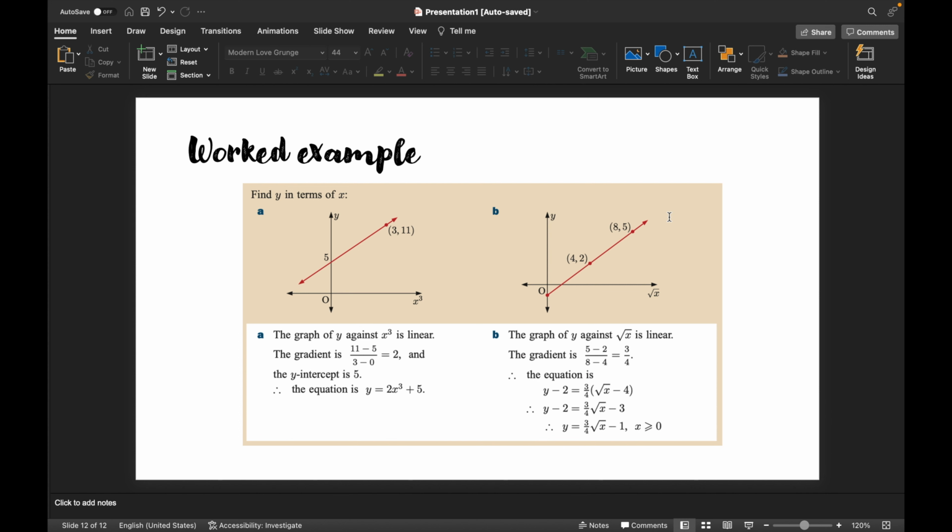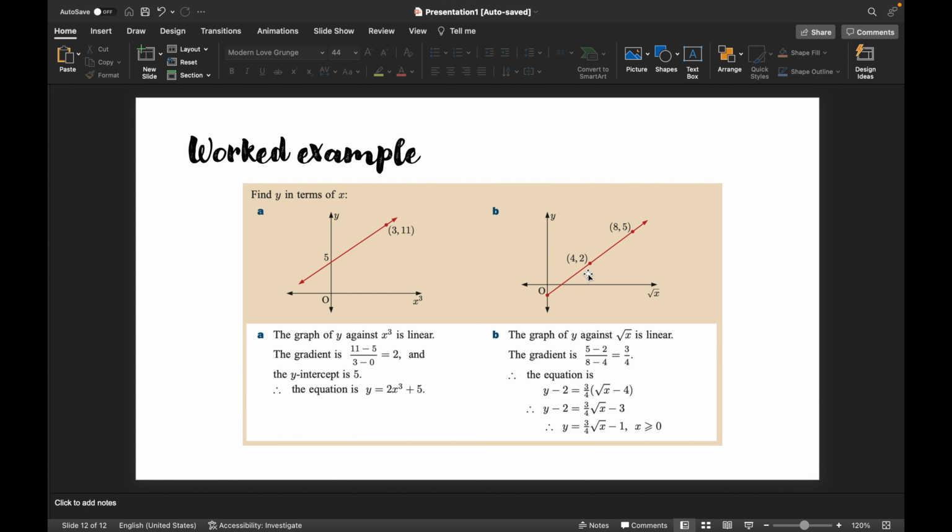And now let's look at the worked example. So we're supposed to find y in terms of x. So first you can find the gradient here, which would be 2, and then the y-intercept is 5. Now you can write this in the form of y equals mx plus c, but then instead of writing x, you can write x cubed, because that's the variable on the x-axis. So if you do that, you get y equals 2x cubed plus 5.